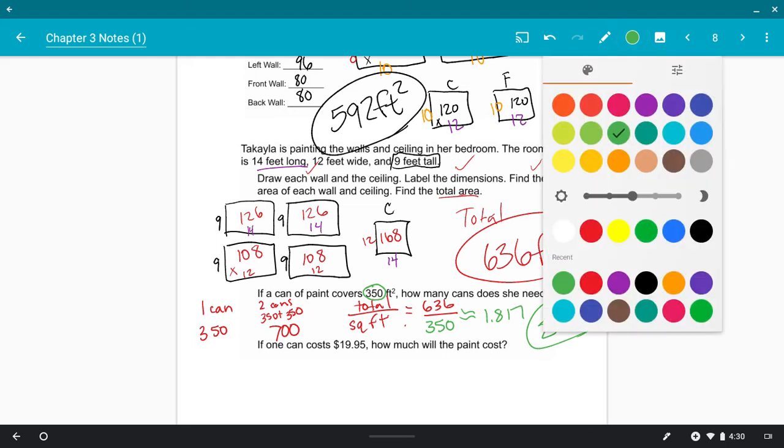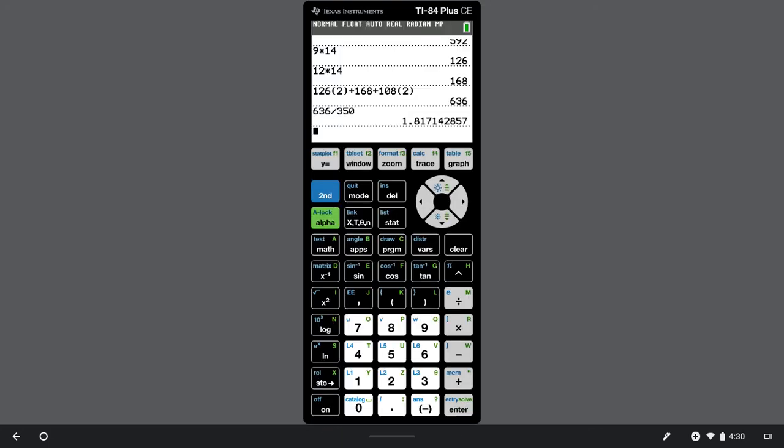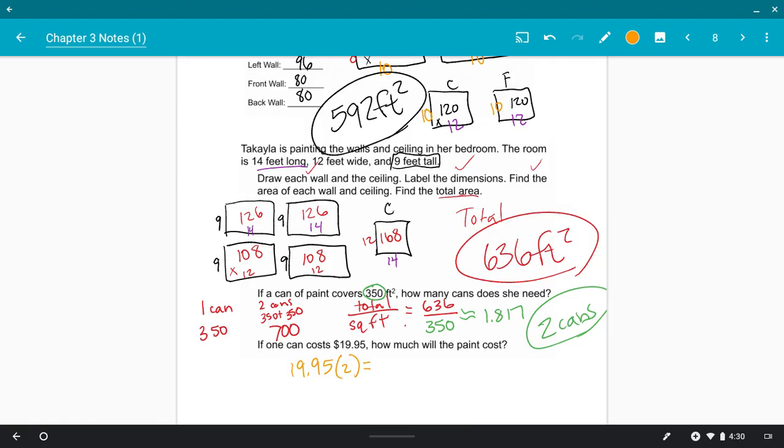Now the question is, if 1 can costs $19.95, how much will the paint cost? Well, you need 2 cans, so multiply it by 2. $39.90. Of course, there's tax, but it would cost $39.90 because you need 2 cans of paint.